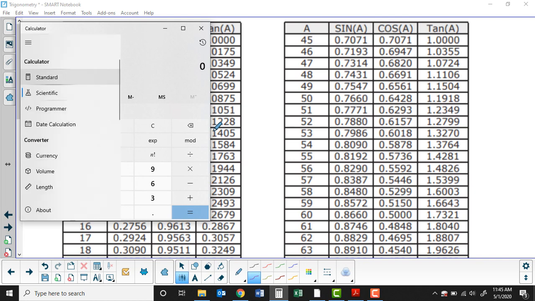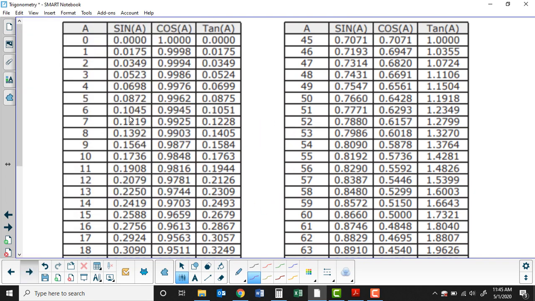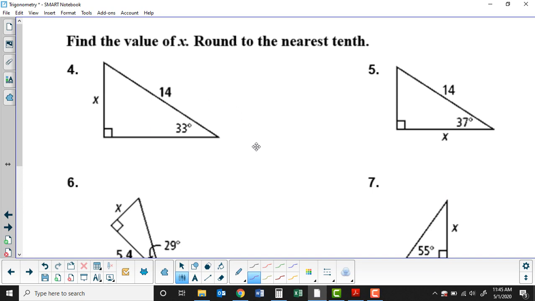But if I have a standard calculator, in order to do trig ratios, I need a trig chart. So let me show you how this works again. All right, back to your geometry days. So here is a triangle.